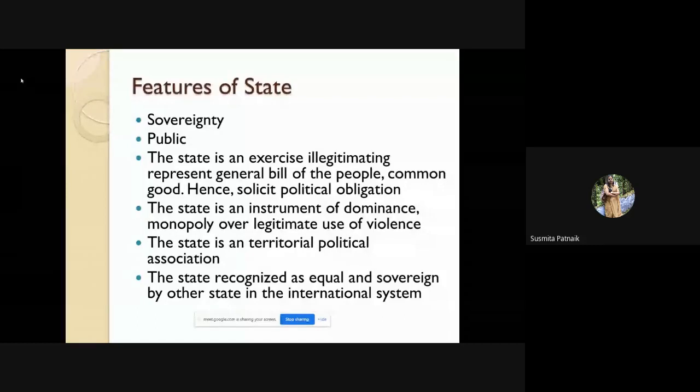Then the next one is that the state is an instrument of dominance, a monopoly over the legitimate use of violence. The state is an instrument of dominance, a monopoly over the legitimate use of violence. What is the meaning of legitimate use of violence? It means that it is an instrument of dominion. Dominance means what? It may be called an authority.